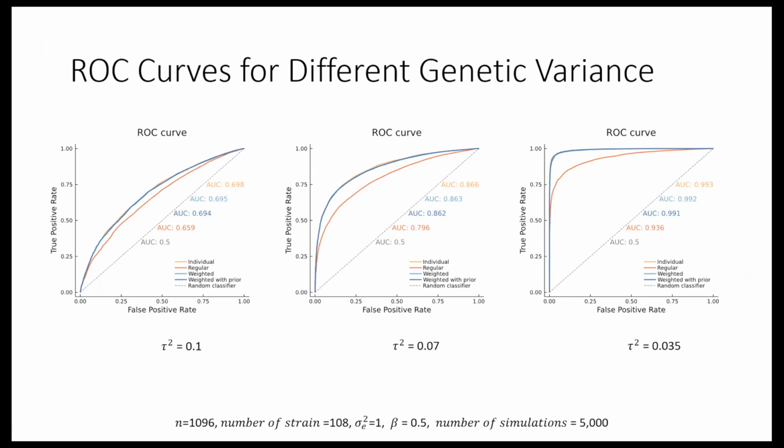So now, here what I have done, I kept the unexplained variance the same, the fixed effect is the same. I just vary, from one simulation to another, the genetic variance. So what we can see first is that the weighted and the weighted with prior are very close to the individuals, which has the strongest AUC, and the regular has lower. And when we increase the genetic variance, we have the same tendency, even when it is very close to 1, where the noise, the random effect, is very low.